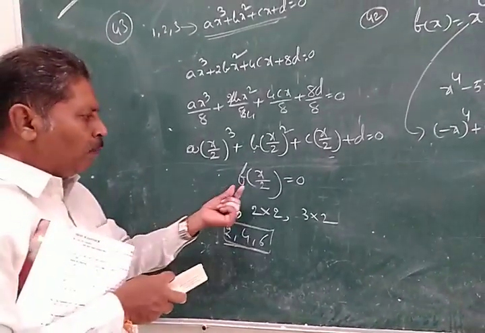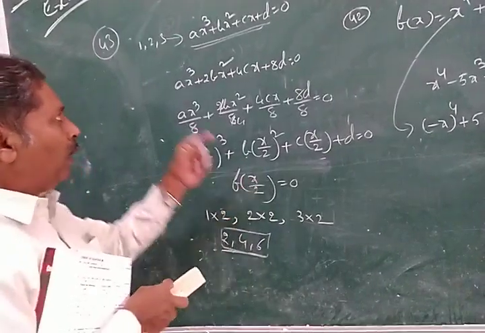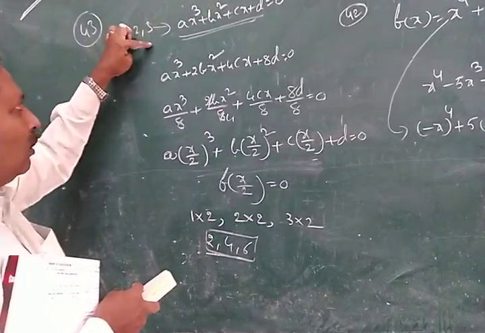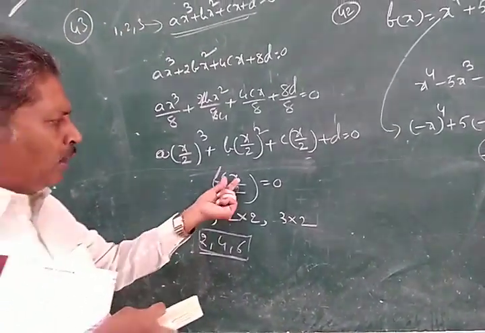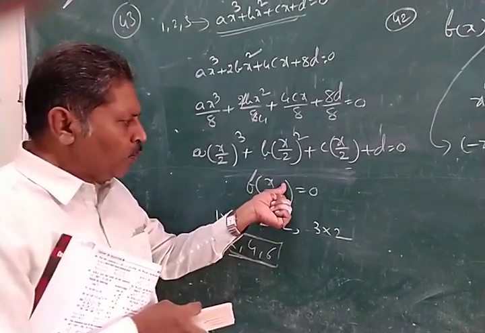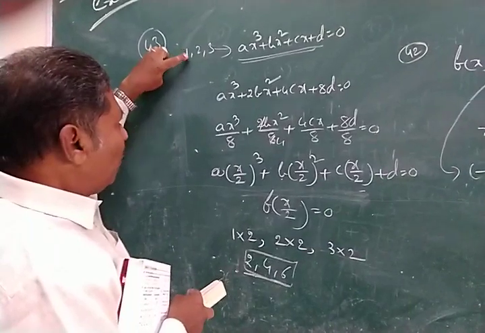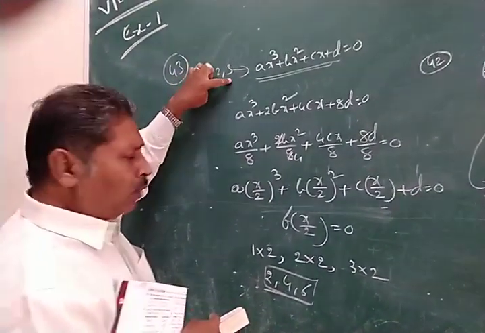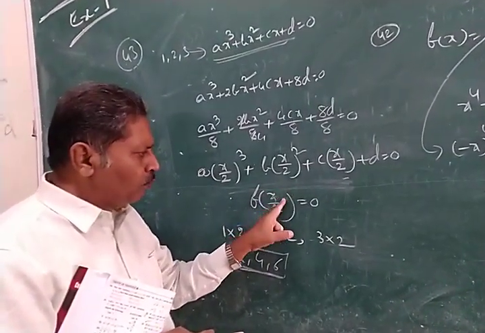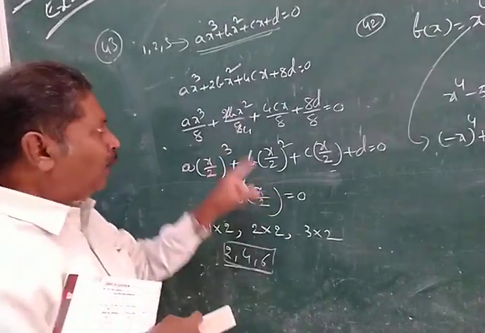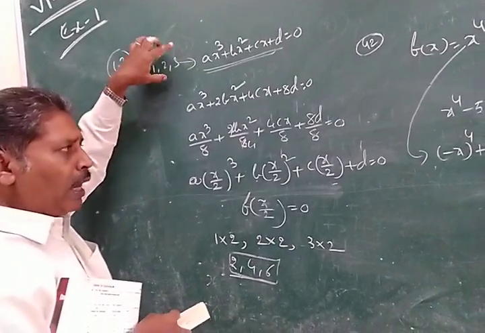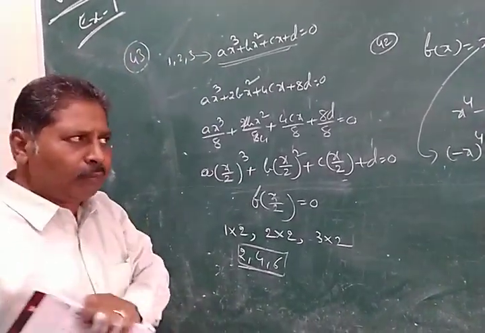Suppose there is a 3x. Divide these roots with 3. 1 by 3, 2 by 3, 3 by 3. They are the answers. Suppose there is a x plus 2. Subtract. 1 minus 2, 2 minus 2, 3 minus 2 are the roots. Suppose there is x minus 2. Add plus 2. 1 plus 2, 2 plus 2, 3 plus 2. They are the roots of the required equation.